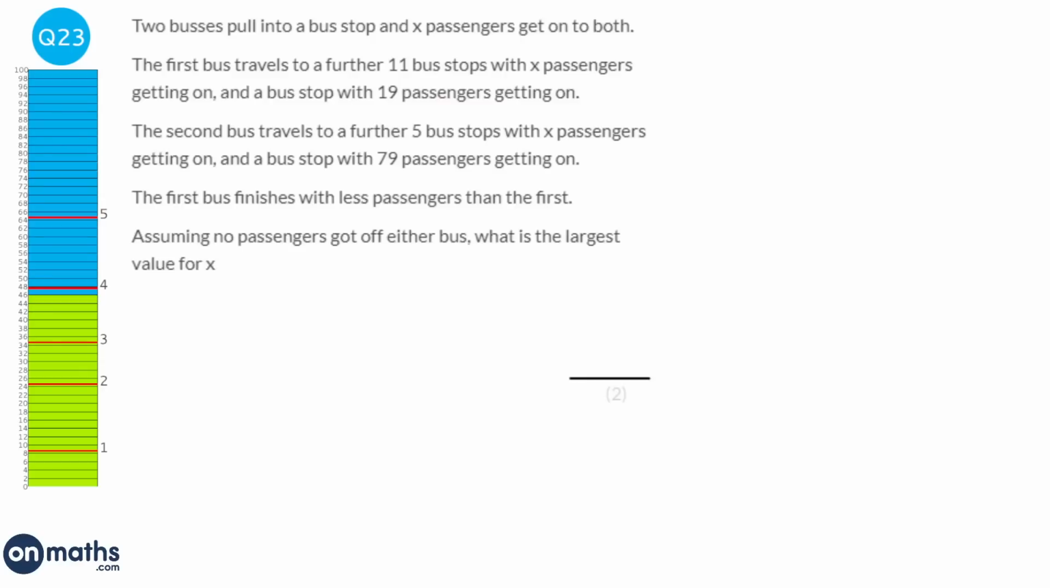So we're going to write an expression for the amount of people on the first bus. So they've started with X passengers and they've gone to 11 bus stops with X passengers. So altogether that is 12X. So we're going to have the first bus. And so we've got 12X. And then on the last bus stop, 19 passengers get on.